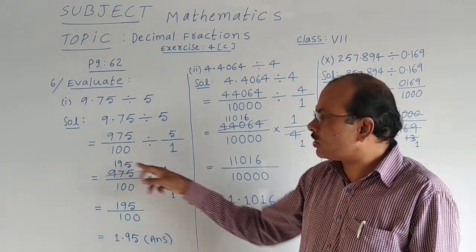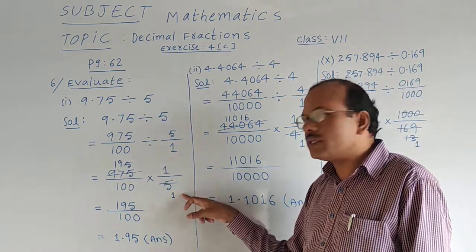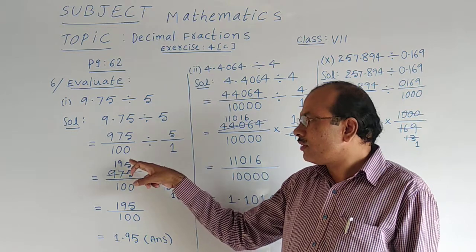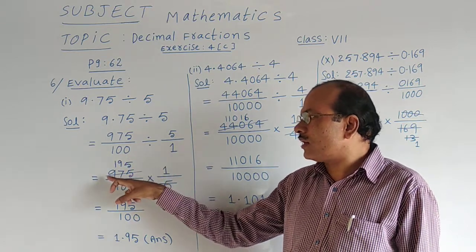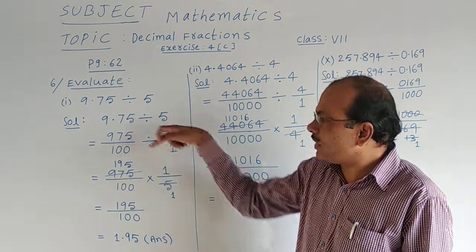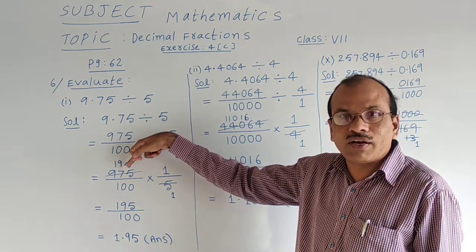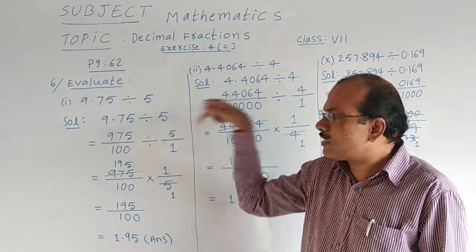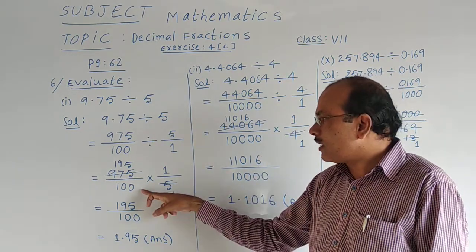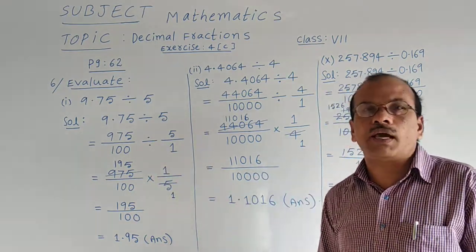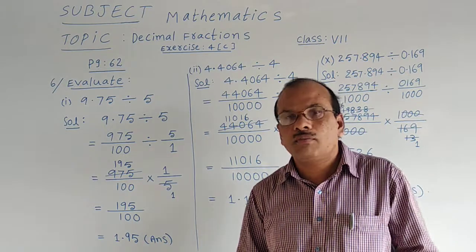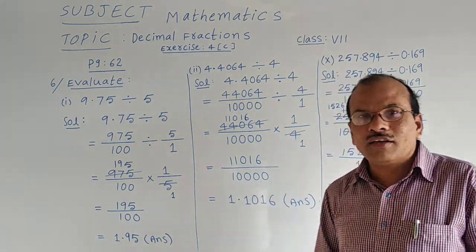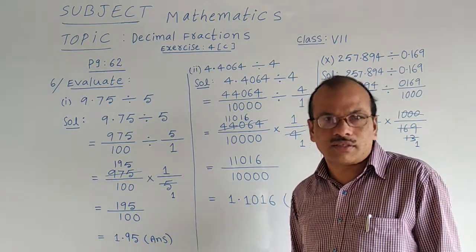Then cancellation with the 5 table. 5 1s are 5. 5 19s are 95. 2 left in that 25. 5 5s are 25. Here 100 and 195 can be cancelled with the 5 table, but I am not going to cancel, to make our task easy for the next step.